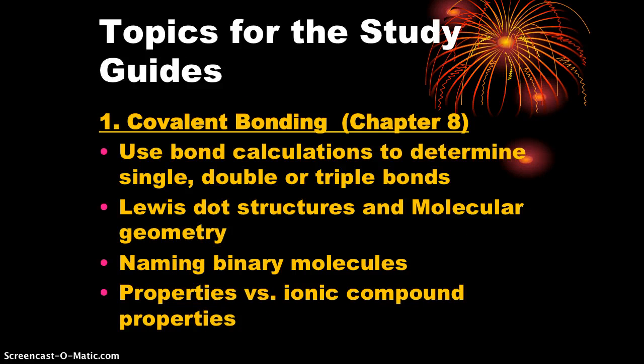Number 1, we started after the midterm on covalent bonding, chapter 8 in the book. This is where we did the calculations because covalent bonds share electrons. And remember, a bond is 2 electrons. So we took what an atom wanted, subtracted what they have, divided by 2 because every bond is 2 electrons, and calculated how many bonds were needed. We placed single, double, and triple bonds. We drew Lewis dot structures and figured out molecular geometry. That's that stuff that's tetrahedral, trigonal planar, that kind of stuff.